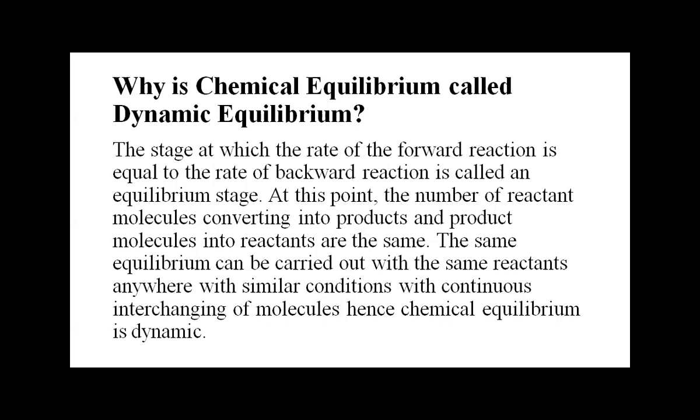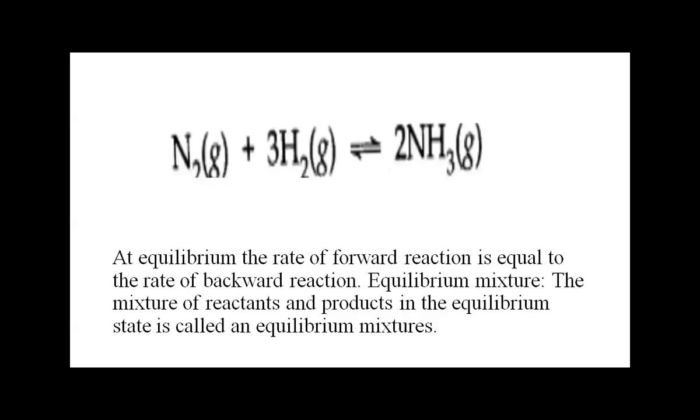Because of this, at a certain stage, the rate of forward reaction and backward reaction becomes the same. So the same equilibrium can be carried out with the same reactants anywhere with similar conditions, with continuous interchanging of the molecules. Hence, dynamic equilibrium. Hence, chemical equilibrium is dynamic in nature. You can see a simple example I've taken. I'll explain this reaction once again later when we move deeper into the concept.